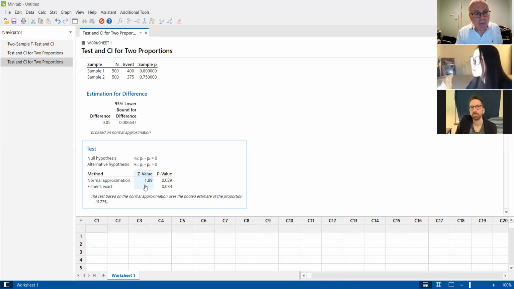And if the alpha is 0.01, in both of these, it doesn't matter which one you choose here, we're going to use 0.029. It's bigger than 0.01, so we do not reject the null. If it's 5%, we would have rejected the null.